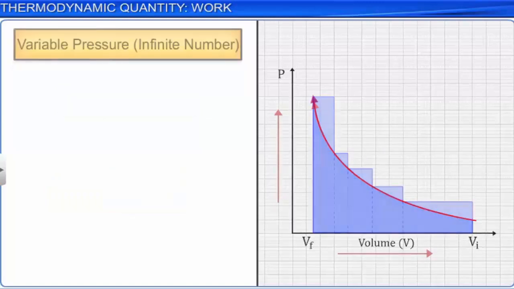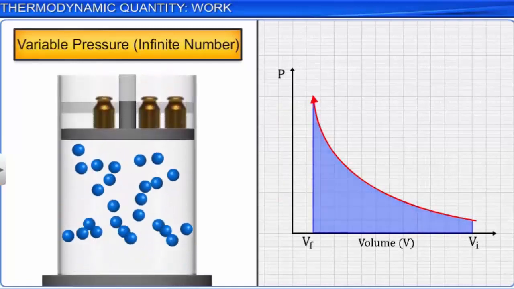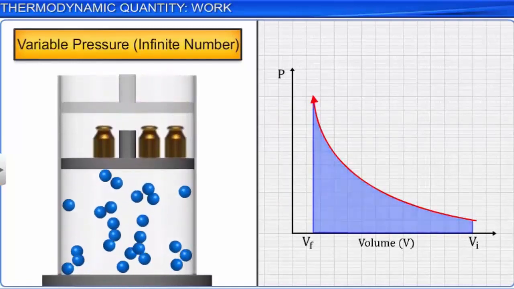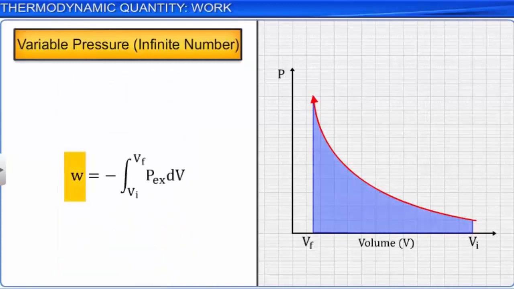However, if the pressure is not constant and varies such that it is always infinitesimally greater than the pressure of the gas at each stage of compression, the volume decreases by an infinitesimal amount dV. Then, work is equal to minus the integral of external pressure P_ex multiplied by infinitesimal change in volume dV.